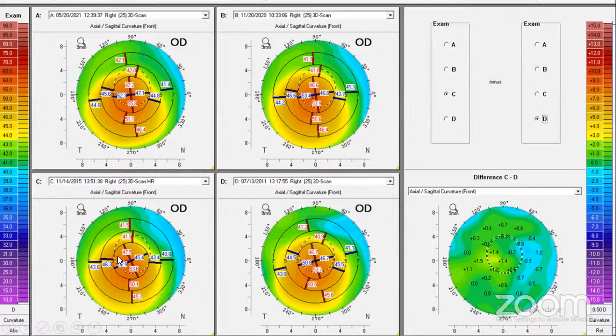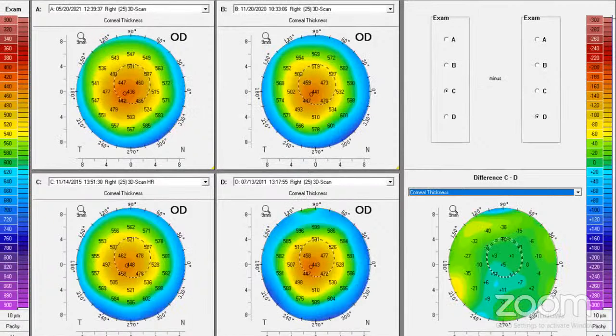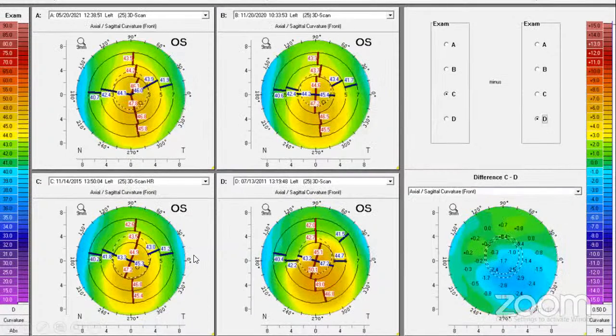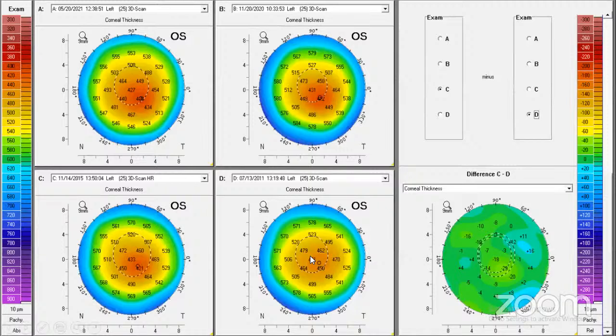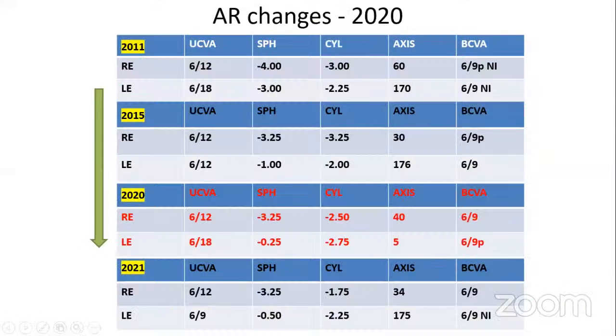So when we saw the patient in the second visit, there was not much progression in the visual acuities or the anterior sagittal curvature, and thickness was also almost the same in the right eye. And in the left eye also, anterior sagittal curvature and thickness were maintained between the first visit and second visit, where the CXL was done.